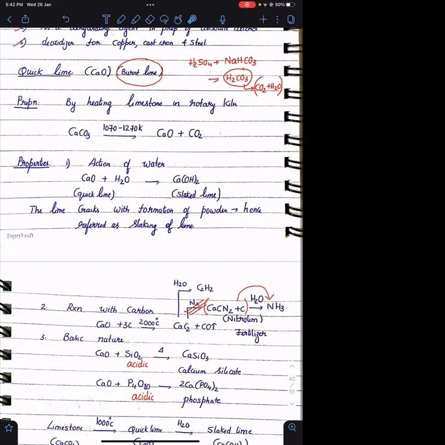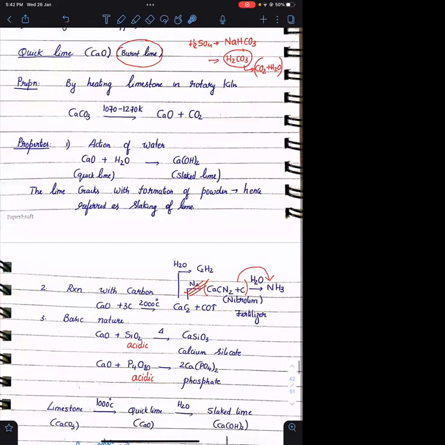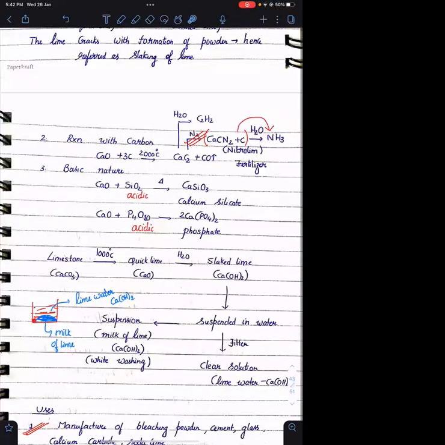Suppose बहुत ज़्यादा पानी डाल दिया आप लोग उसमें, तो क्या होगा? Some amount of Ca(OH)2 will be soluble and some amount of it will be insoluble. The insoluble part is called as milk of lime, which is used in whitewashing. The soluble part will appear as clear solution. That clear solution is called as lime water. Slaked lime matlab everything is a variation of Ca(OH)2 only.